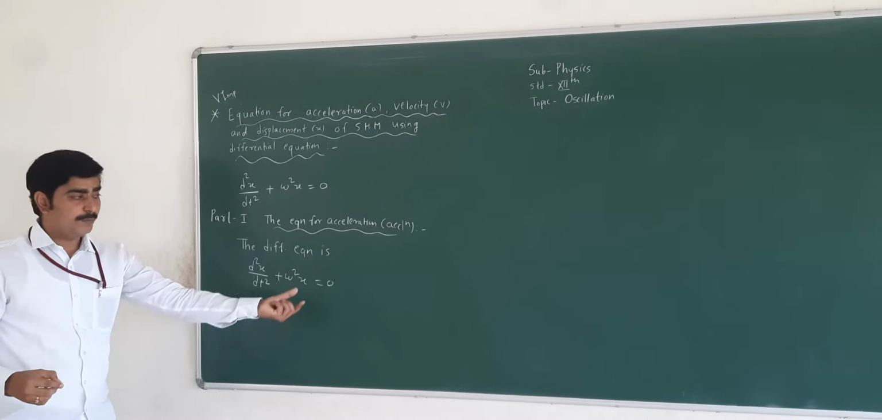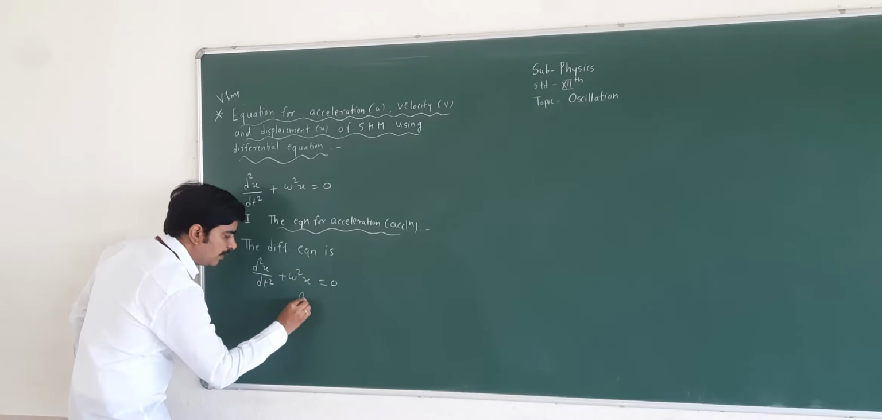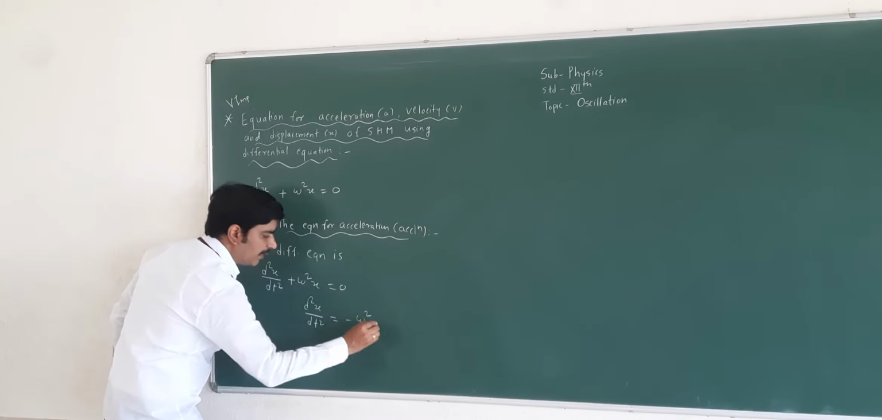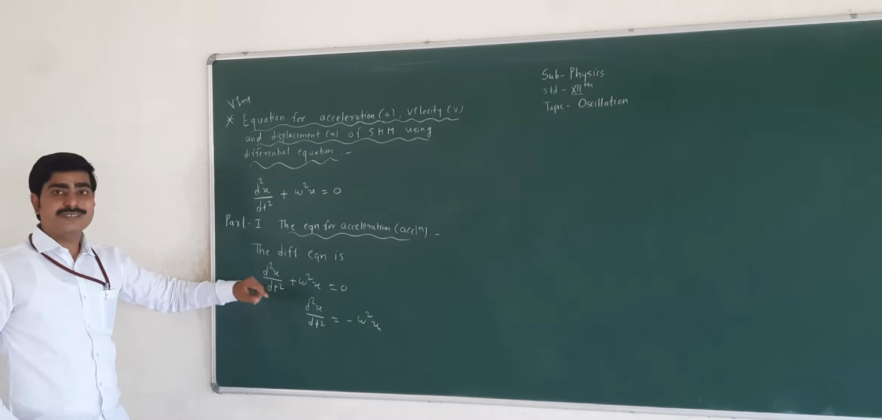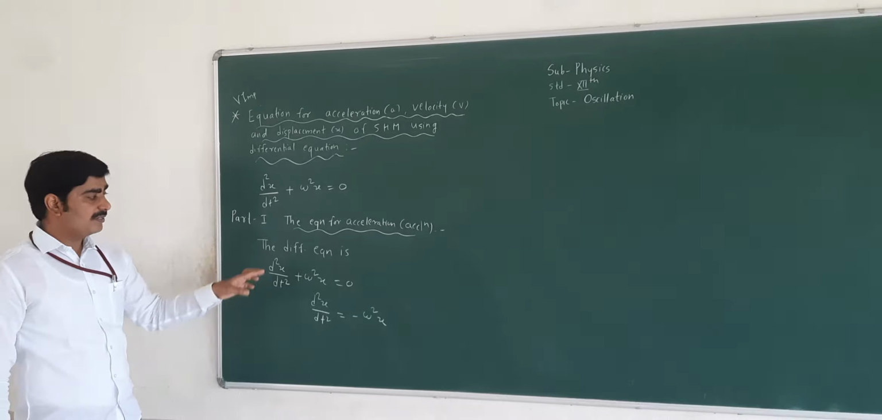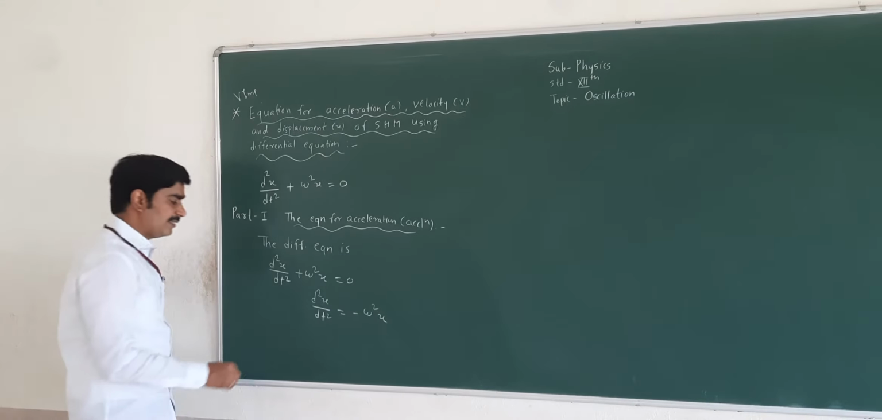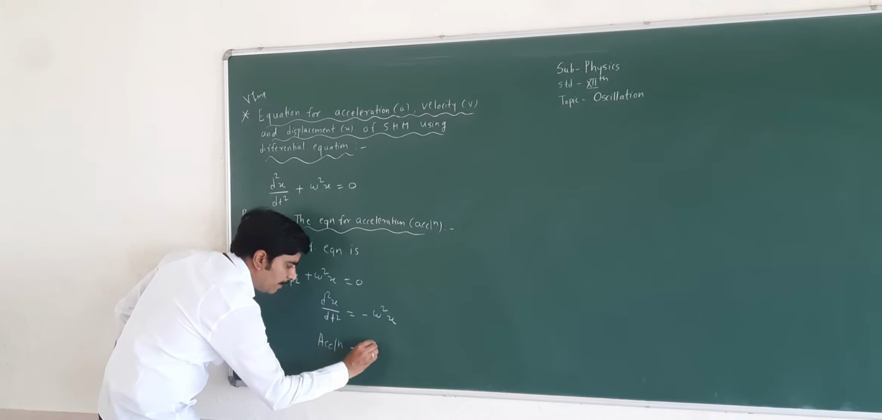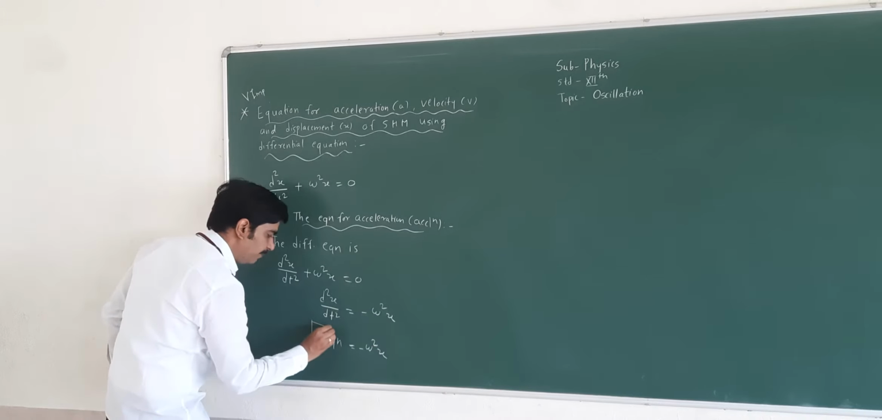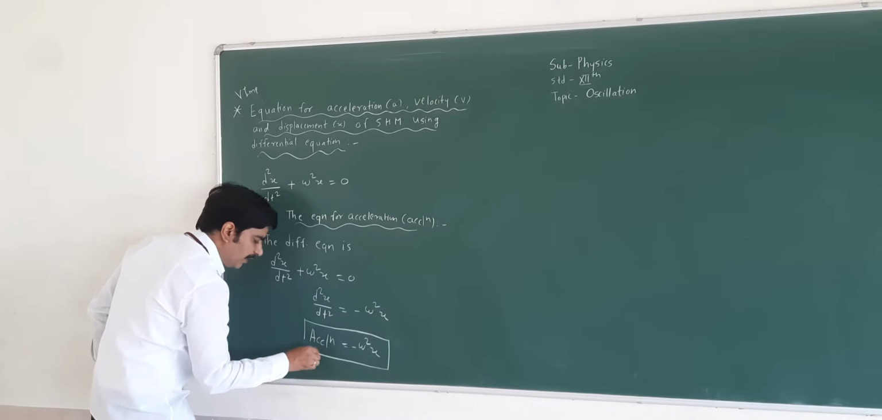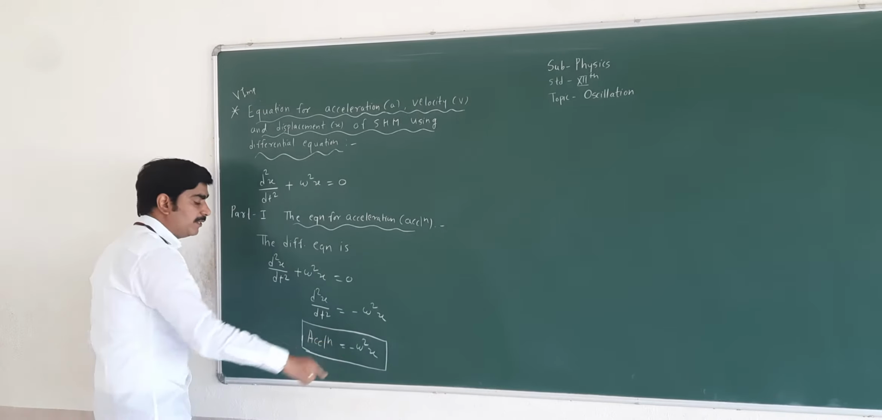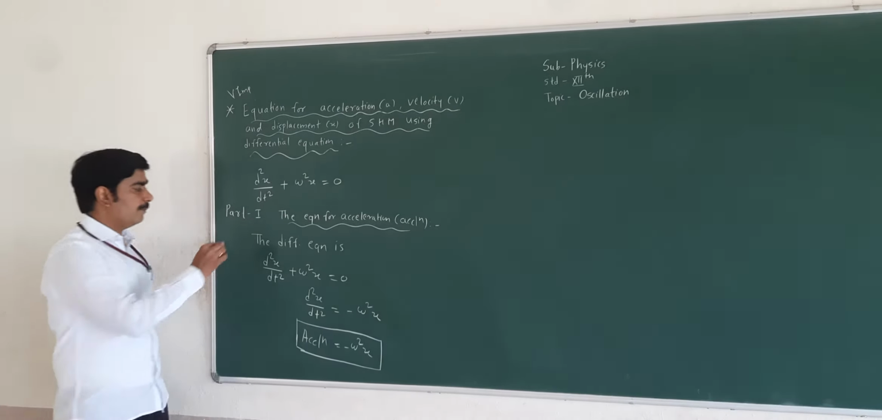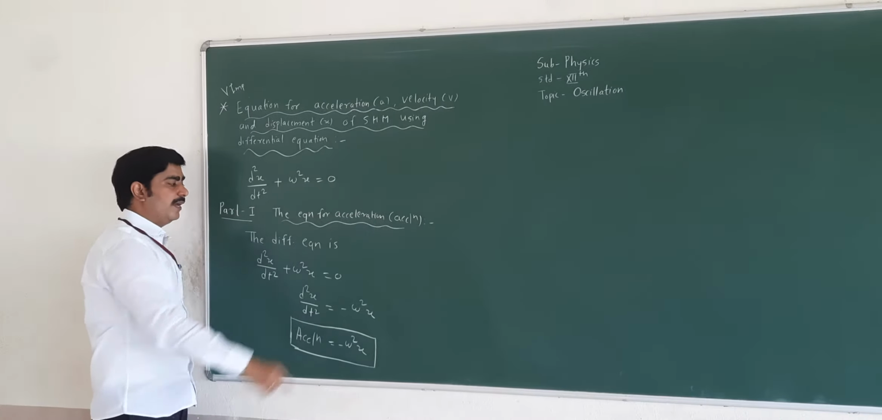So this omega square will go on this side, then it becomes d2x upon dt square is equal to minus omega square x, and d2x is second derivative of displacement, and the second derivative of displacement is nothing but the acceleration. So you can write here acceleration is equal to minus omega square x. So this is our part first. The negative sign indicates that the acceleration and displacement both are directed in the opposite direction. So here we have completed the part first, the equation for the acceleration.